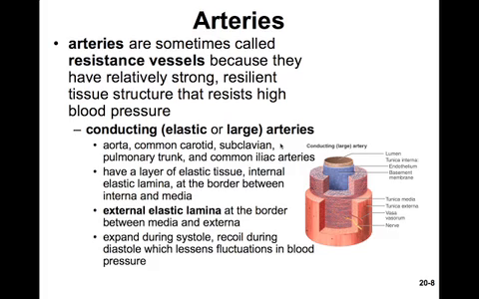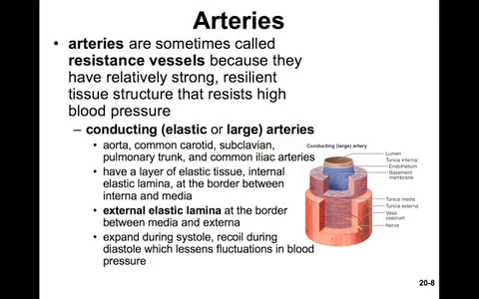The conducting, elastic or large arteries, such as the aorta, common carotid, subclavian, pulmonary trunk, and common iliac arteries, are the largest of the arteries. They have a layer of elastic tissue called the internal elastic lamina. It's right at the border between the interna and the media. It's almost indistinguishable from the elastic fibers of the tunica media. There's also an external elastic lamina at the border between the tunica media and the tunica externa, but it too is sometimes imperceptible. These vessels expand during systole and recoil during diastole, which lessens the fluctuation in blood pressure.